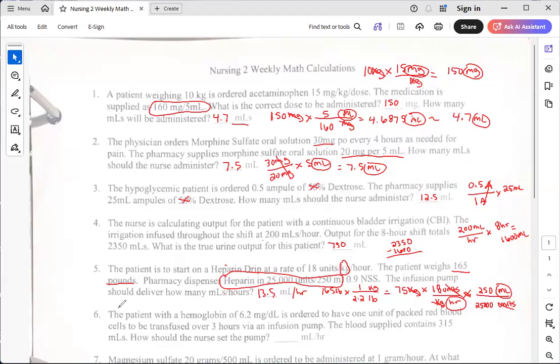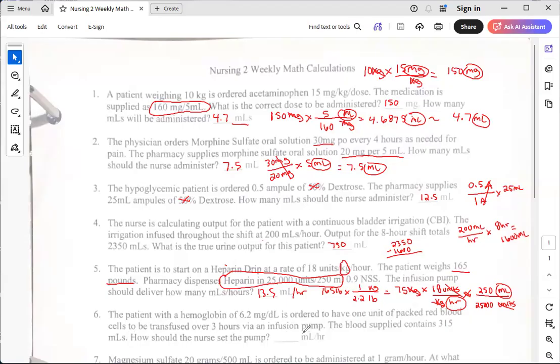Number 6, the patient with a hemoglobin of 6.2 milligrams per deciliter is ordered to have 1 unit of packed red blood cells to be transfused over 3 hours via an infusion pump. The blood supplied contains 315 mLs. How should the nurse set the pump?